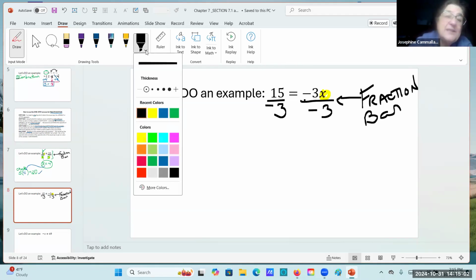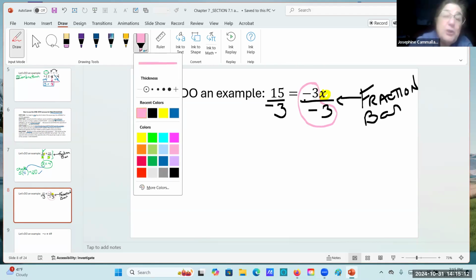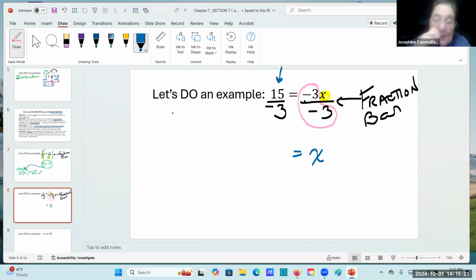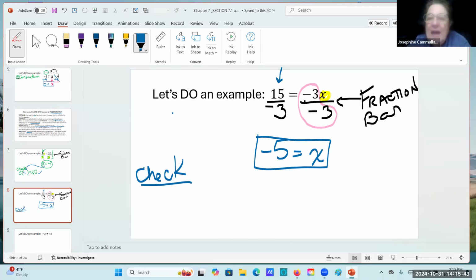Now, the beautiful part is when you have a -3 and a -3, if you remember when you multiply, it's going to give us a positive 1x. Now, on this side, we have a single negative number. So 15 divided by -3 is -5. This is our answer. And again, I always like to show you a check on a couple of slides because Pearson does sometimes ask you to check it.